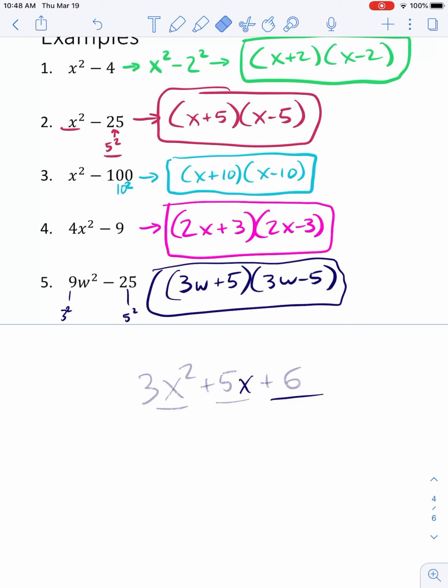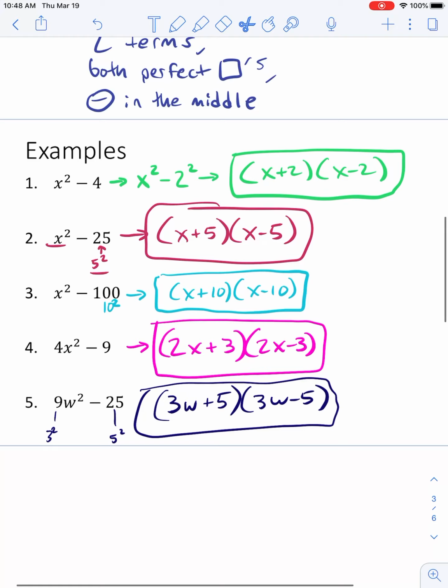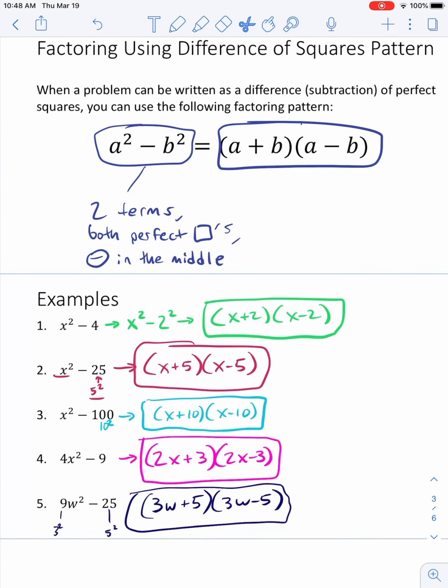If we see a problem that looks like this, it's not going to be a difference of squares problem because it's addition in between, not subtraction. So you have to be careful. This factoring pattern we learned today only works if it's a difference of squares problem. And if so, we just use the pattern and it turns into a really quick factoring problem. And that's it for this lesson.